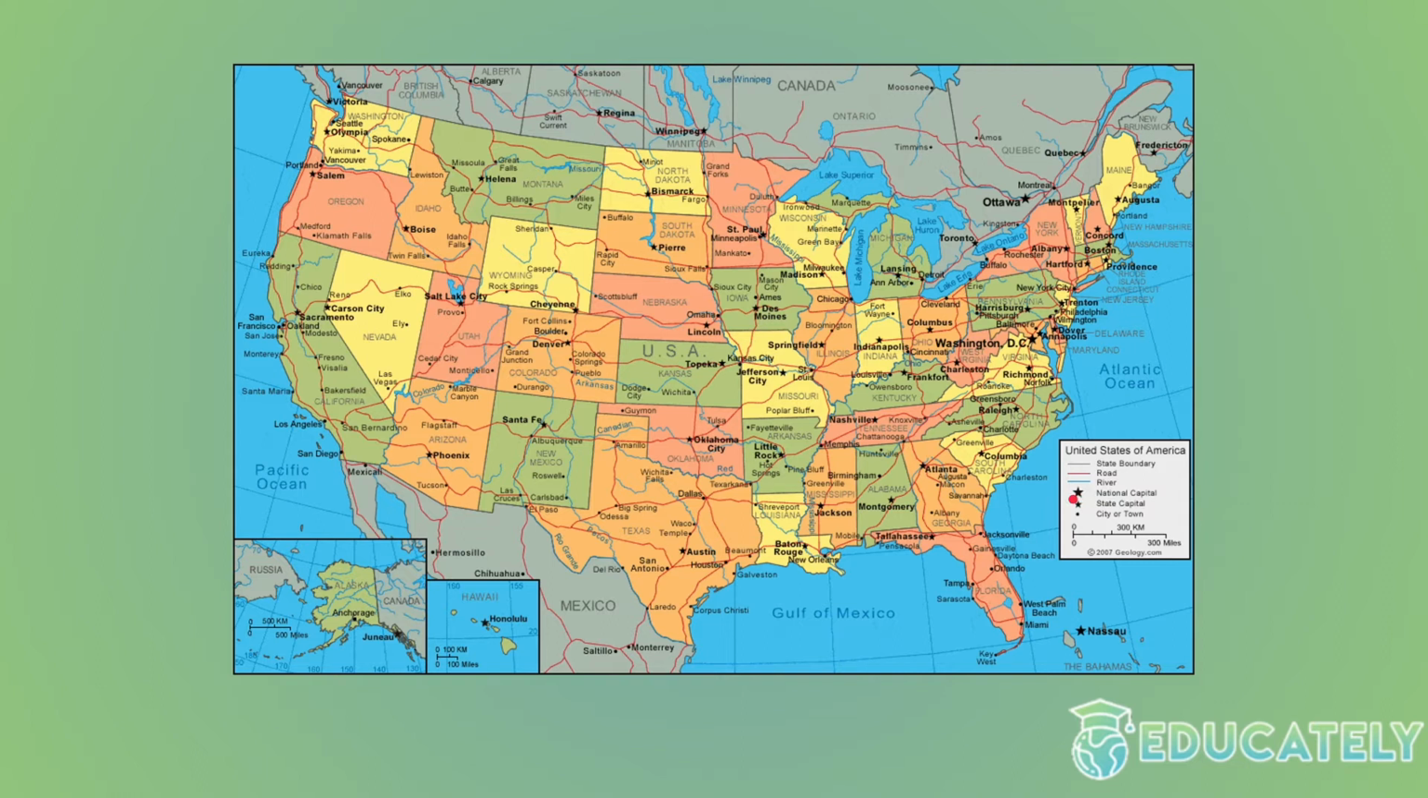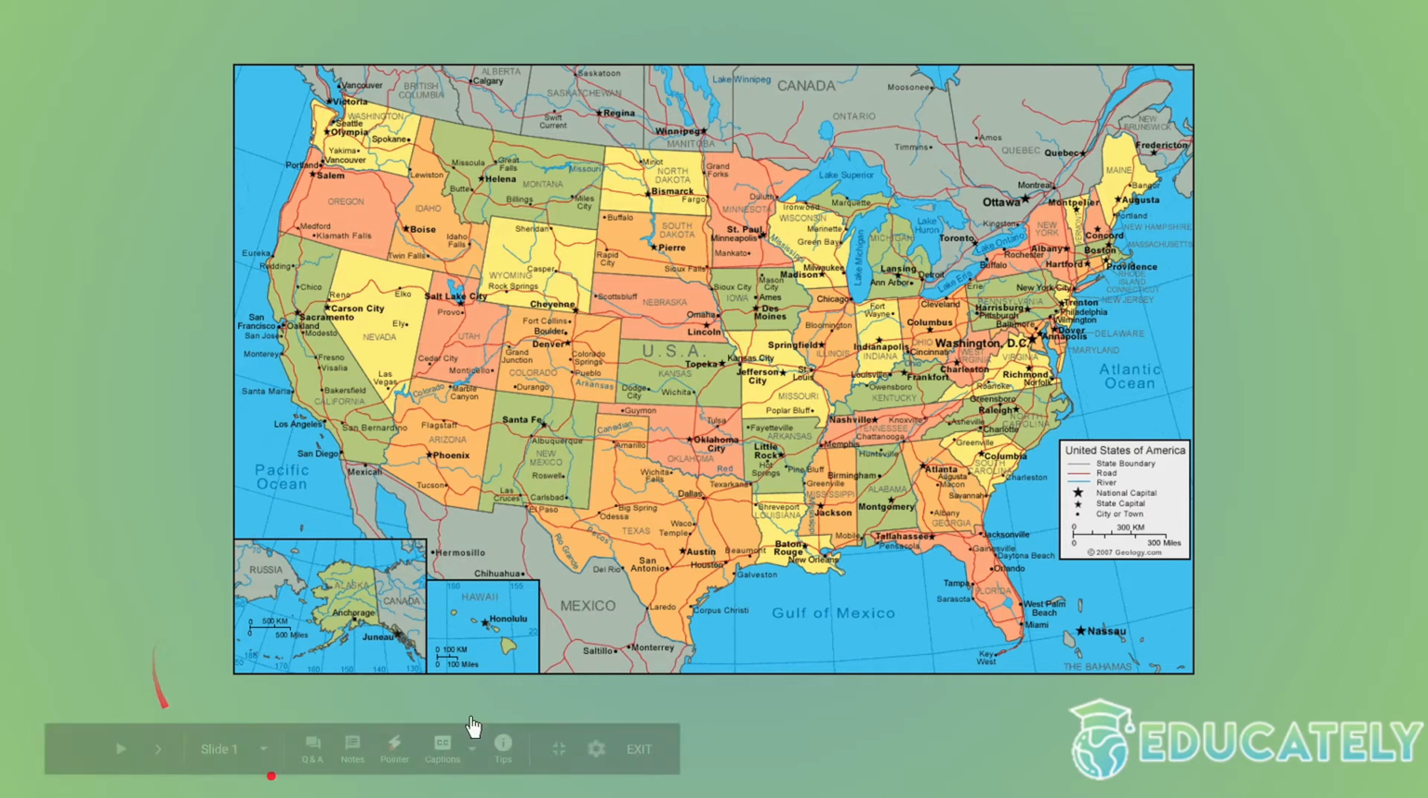Pretty easy so far. National capital and state capitals are both denoted with stars, but the national capital is going to be a bigger star than the state capitals. Washington D.C. is our national capital, and it is bigger than the other state capitals near it. So Annapolis and Dover have smaller stars because those are just state capitals, while Washington D.C. is the national capital. Okay, that makes sense. City or town, that's a dot. So all these cities and towns that aren't capitals are denoted with smaller dots. Is there anything else on this map?